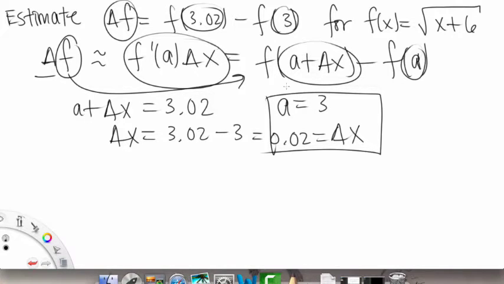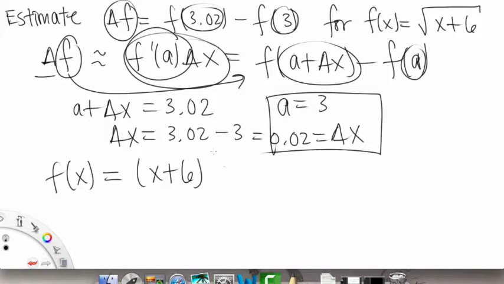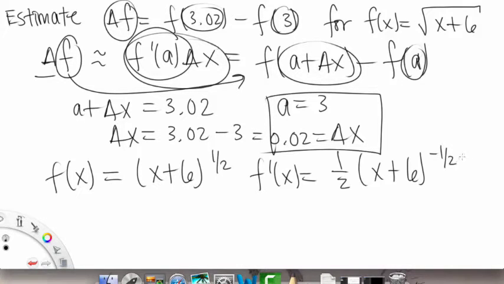And now what we need to know is, what is f prime of x? What's our first derivative? First of all, our original function, I'm going to rewrite it as x plus 6 to the 1/2 power, so we can just use the power rule. So now our f prime of x is going to be, if we bring down that 1/2, then we have x plus 6 to the negative 1/2, and from the chain rule we just bring out the coefficient of x, which is a 1. Okay, so this is our f prime of x, which can also be written as 1 over 2 times the square root of x plus 6.